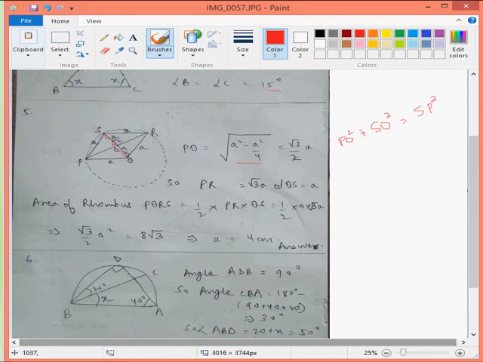So 1 upon 2, what is PR? PR is root 3 A. And what is QS? QS is A. So it will be 1 by 2 into A into root 3 A, which comes out as root 3 by 2 A square. And the area is told to us as 8 root 3. So solving, we get A is equal to 4 centimeters, and A is the radius of this circle. So the answer is, the radius of this circle is 4 centimeters, and the side of the rhombus is also 4 centimeters.